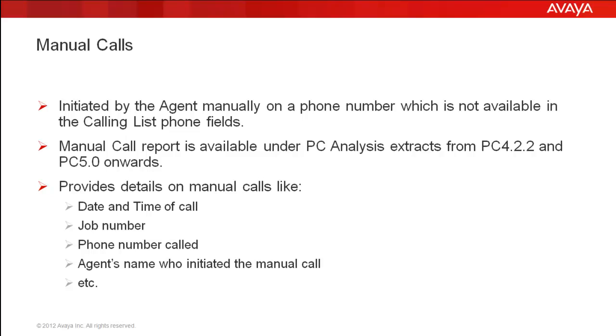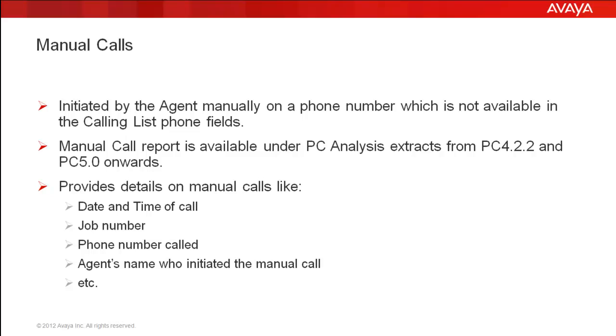A typical example would be where an agent working on a job is talking with a customer and the customer says, "Please call me on a different number." Customer narrates the phone number to the agent over the phone, and this number is not available in any of the phone fields being displayed on its screen. And that's probably because it's not available in the customer's record in the calling list. Then the agent hangs up on the current phone line and initiates a manual call to the new number which was provided to him and gets connected with the customer.